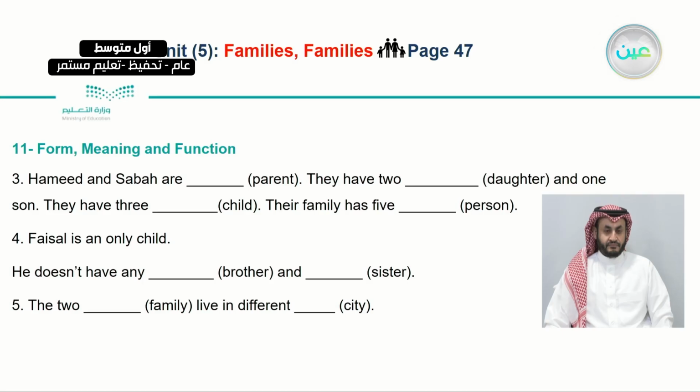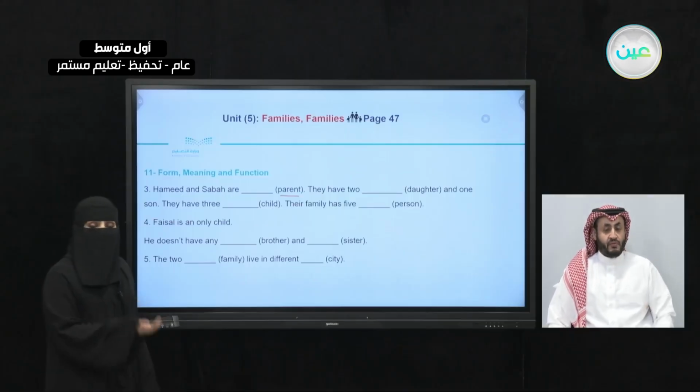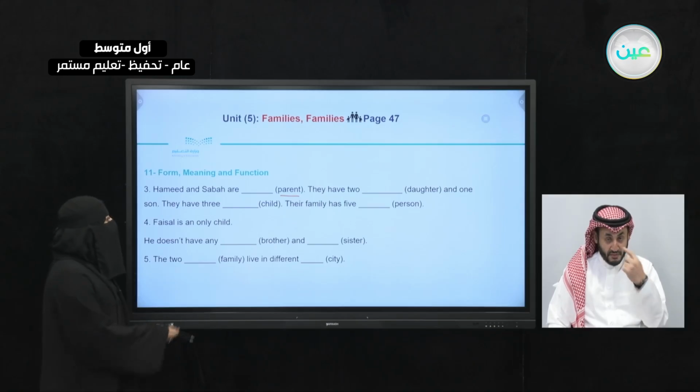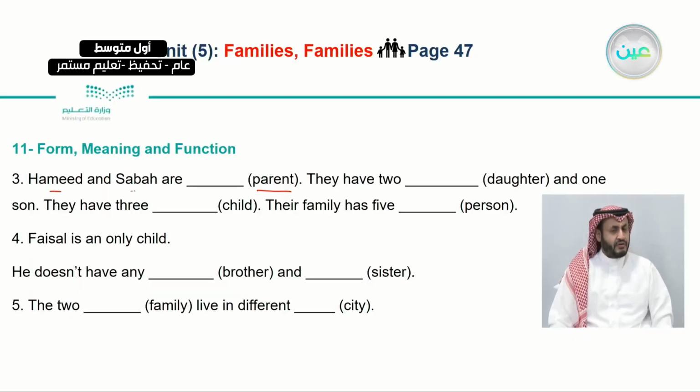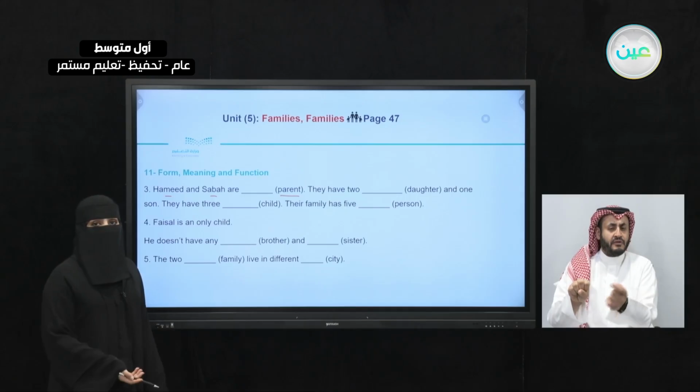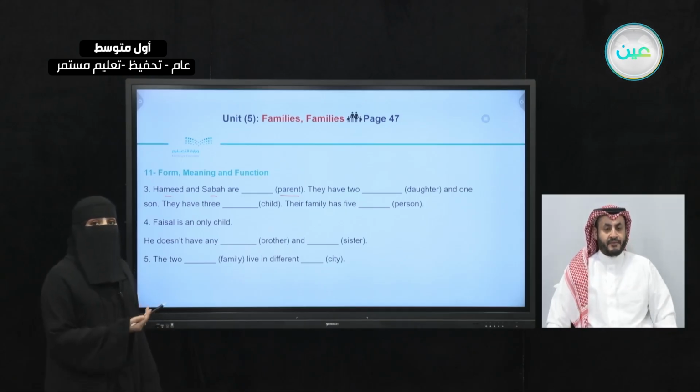Let's go to the next page, number 3. Hamid and Sabah are blank parent. Parent means one person only. It could be your mom or your dad. Parent. But in this case, I'm talking about two people, Hamid and Sabah. So what should I do in order to make it a plural noun? It's two of them.